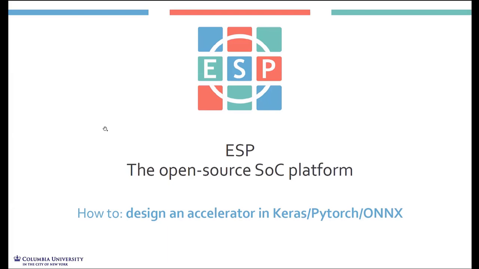Mainly in this tutorial, we will have a first part where we use HLS4ML to generate an accelerator. HLS4ML generates accelerators in C++ for the tool Xilinx Vivado HLS. And then in the second step, we will move into ESP, and with an interactive script, we will import this accelerator generated by HLS4ML, and we will automatically integrate it and test it in ESP.